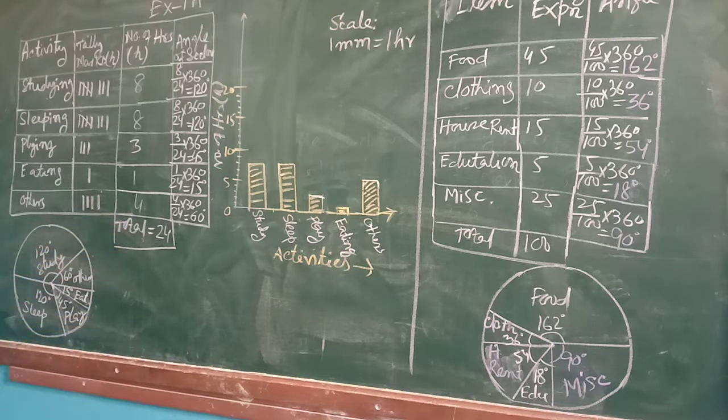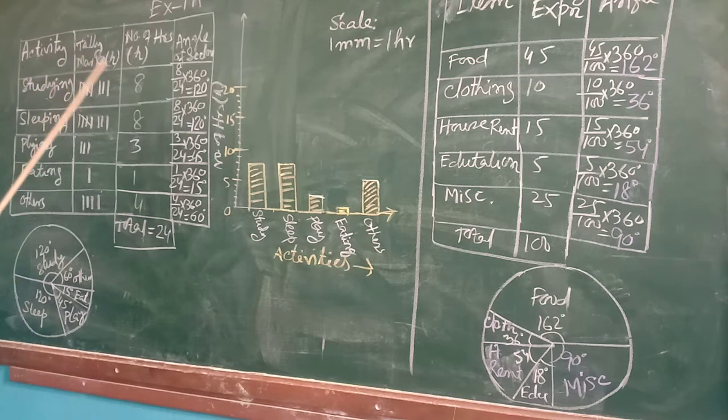So I have taken question number 3, where the activity of a man is given. In 24 hours he sleeps for 8 hours, studies for 8 hours, plays for 3 hours, eating takes 1 hour, and other leisure activity like reading the newspaper and seeing TV will take 4 hours. So in 24 hours his activities are given to you. How will you draw a bar graph, and how will you represent this data on a pictograph also? Both things, that is why I took this example.